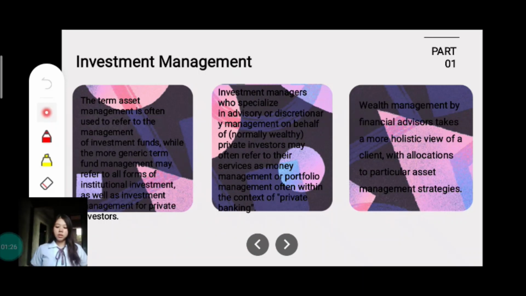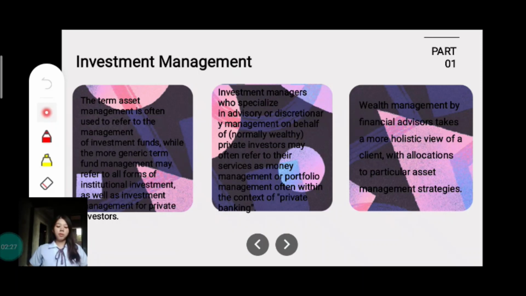So the term asset management is often used to refer to the management of investment funds, while the more generic term fund management may refer to all forms of institutional investment as well as investment management for private investors. Investment managers may specialize in advisory or discretionary management on behalf of normally wealthy or private investors, and may often refer to their services as money management or portfolio management, often within the context of private banking. Wealth management by financial advisors takes a more holistic view of a client with allocations to particular asset management strategies.